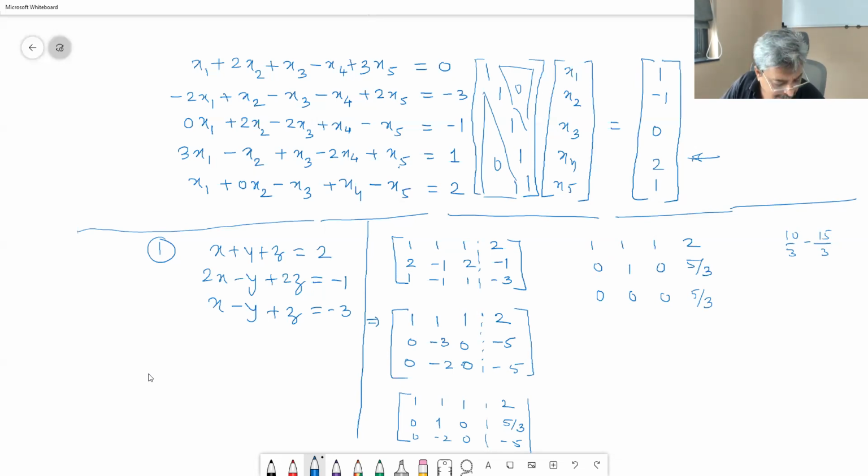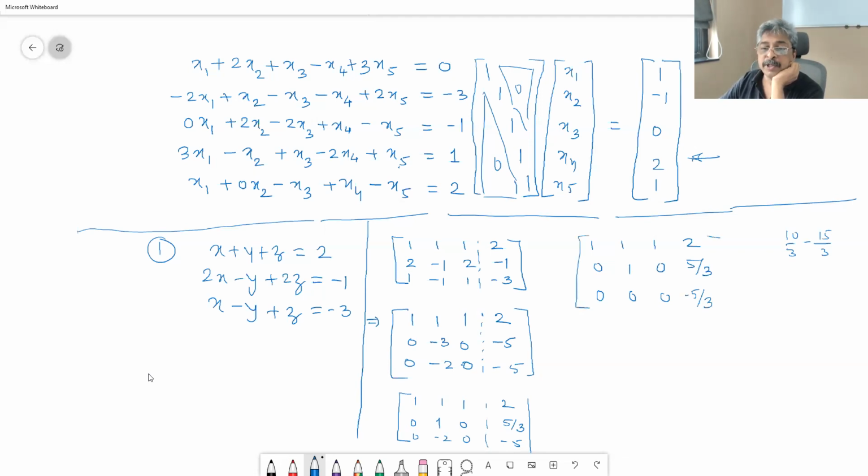Is it correct? Because I have got something different written in my notebook, therefore I am just checking. Is this correct? So first and second row is same. Third row I am doing R3 plus 2 times R2, which is minus 5 by 3. Is this correct?